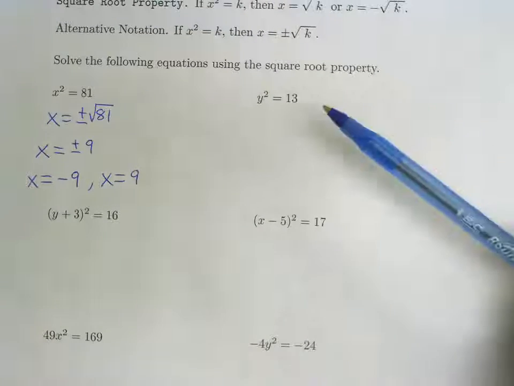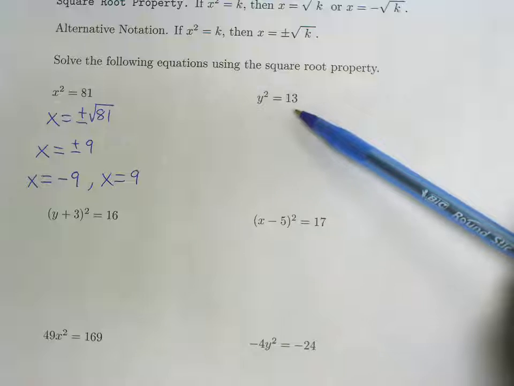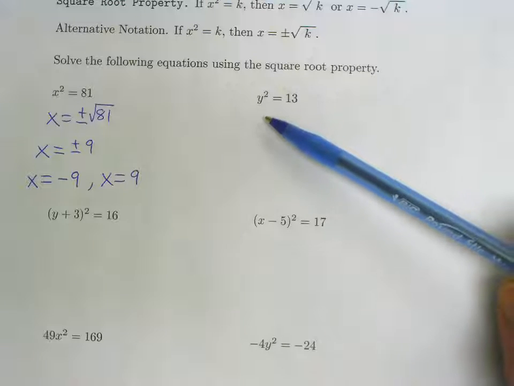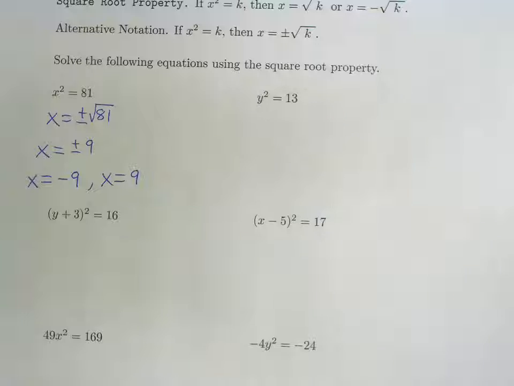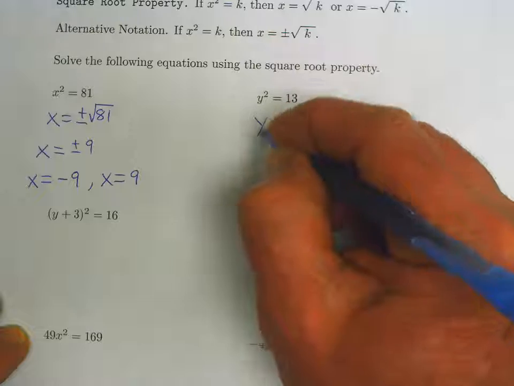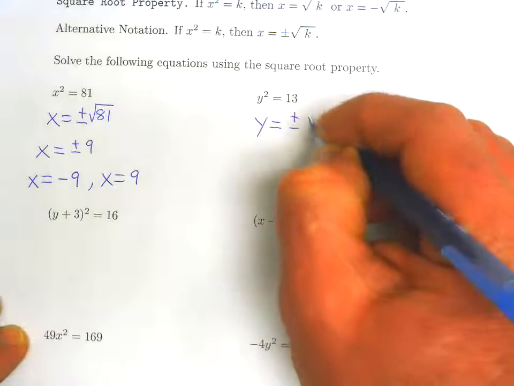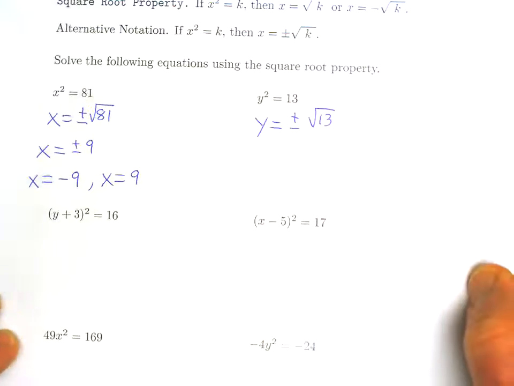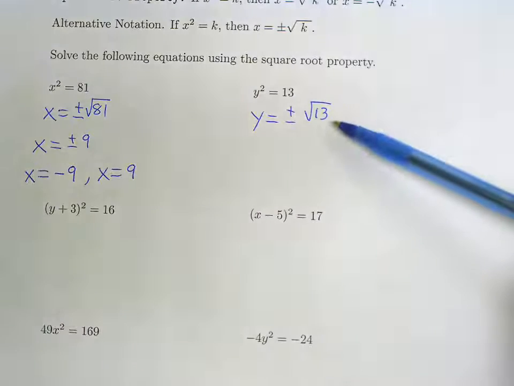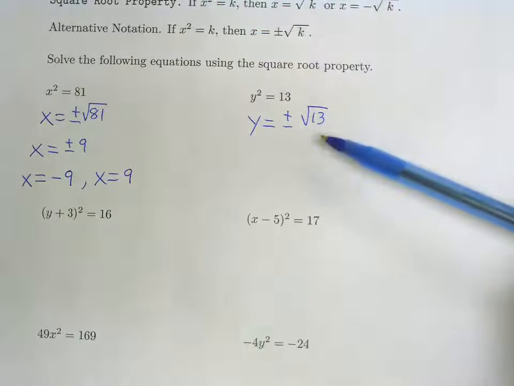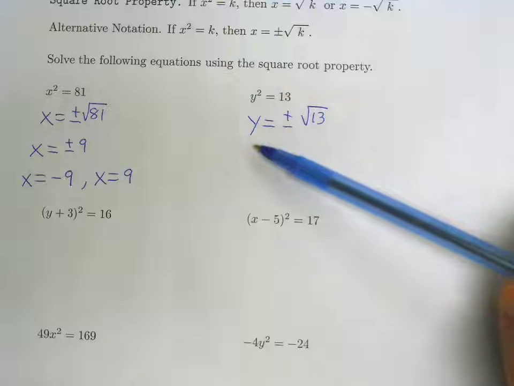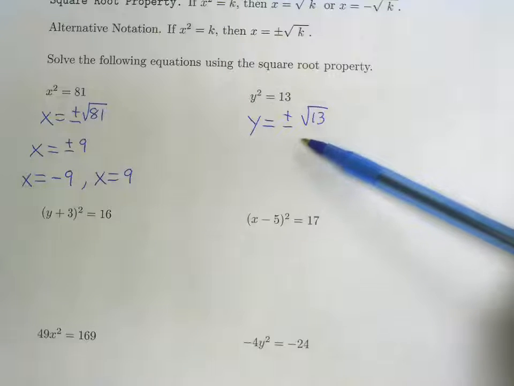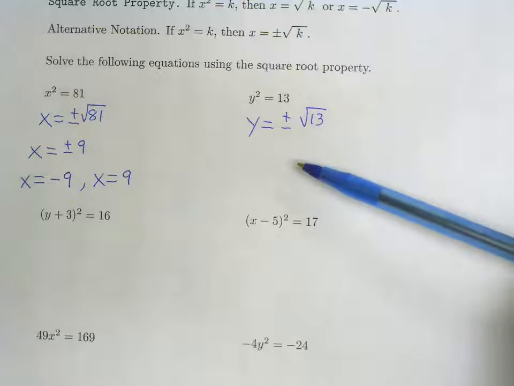Okay, the next example, y squared equals 13. This is all prepared to apply the square root property. So if y squared equals 13, then y equals positive and negative square root of 13. The square root of 13 cannot be simplified further, so we're all finished finding the solutions to that equation.